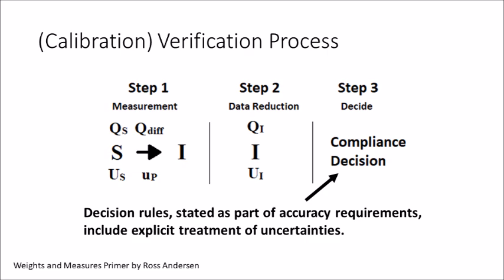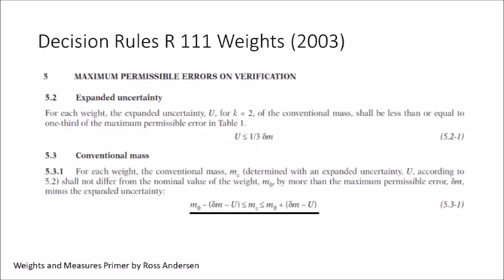But with calibration, the decision rules, which are stated as part of the accuracy requirements, include explicit treatment of uncertainties. I looked at a number of standards to try and find a good example of this, and the best one I think that I found in my simple search was R111. This is the test weights standard in the OIML system.